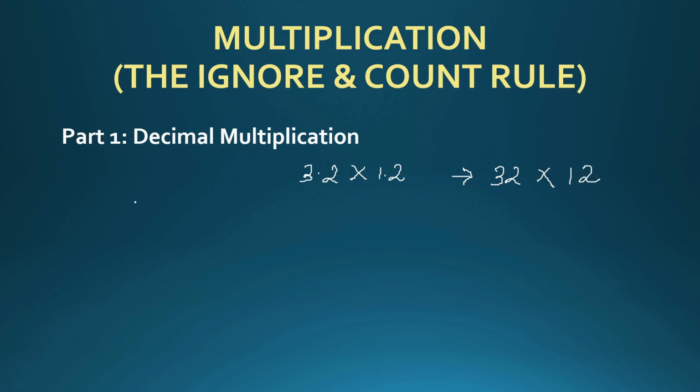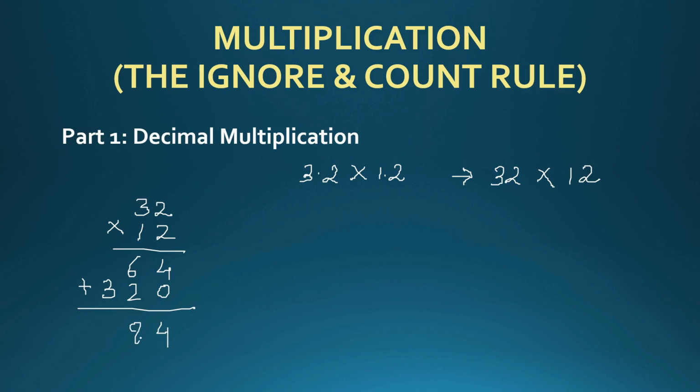Now we're going to find out what the answer is when we multiply these two numbers. So let's multiply these two numbers. So 2 times 2 is 4, 2 times 3 is 6. Then we're going to put a 0 over here. 1 times 2 is 2, 1 times 3 is 3. And now I'm going to add my answer. 4 plus 0 is 4, 6 plus 2 is 8. And then we have 3. So my answer is 384.